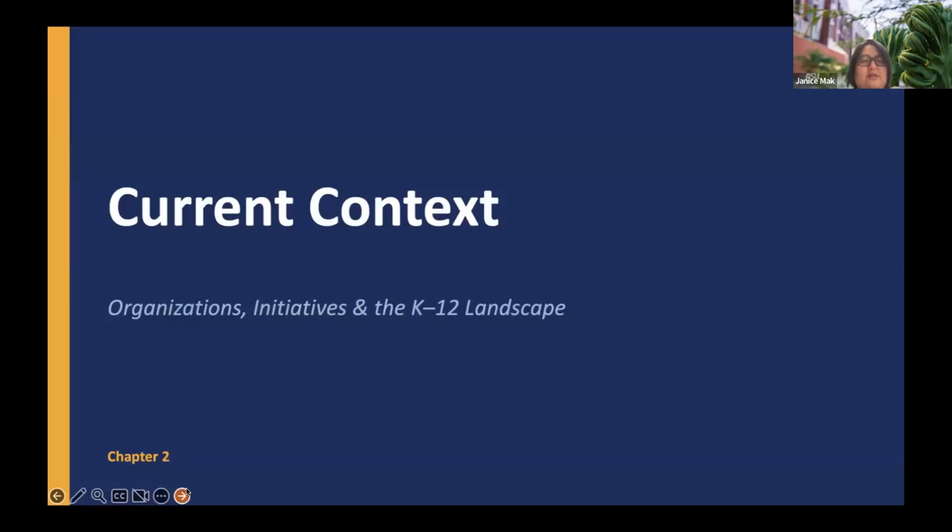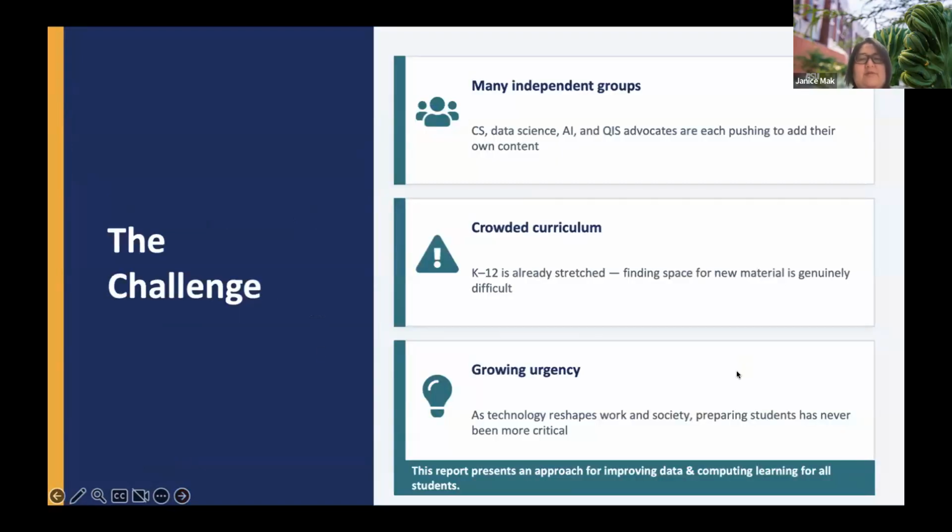So the current context: there was a phrase that we used to describe the current times that we're in, and the phrase that we used is messy garden. There's a lot of great things going on. It just seems like we need to make sense of what's happening. And so Chapter 2 really talks about all the organizations, the initiatives, what's happening in the K-12 landscape. There's a lot of nonprofits, a lot of organizations, a lot of curricula, they're all sort of advancing their own content, whether AI literacy, quantum, computer science, some of those we mentioned.